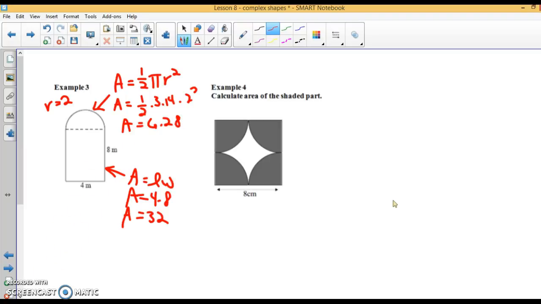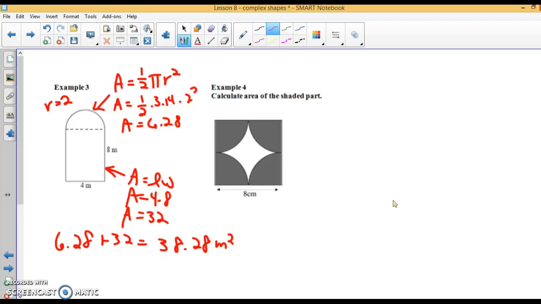When you punch that into your calculator, you will get 6.28. Okay. I want to make sure that I did 1/2 there. Yep. Now, to find the total area, add them. 6.28 plus 32 is 38.28, and it's square meters.